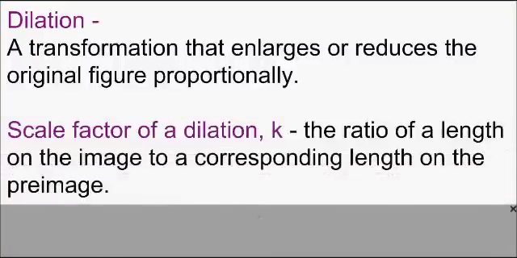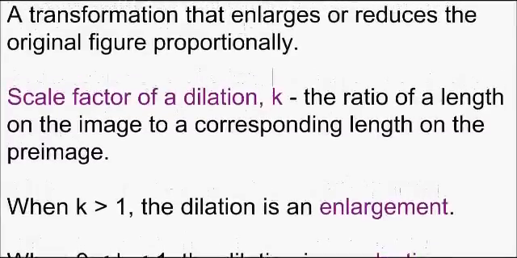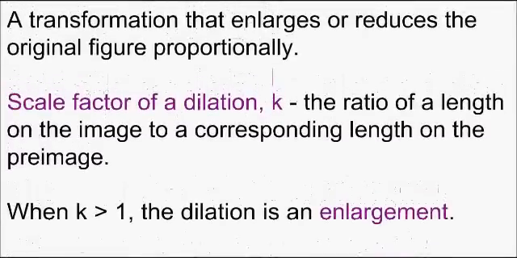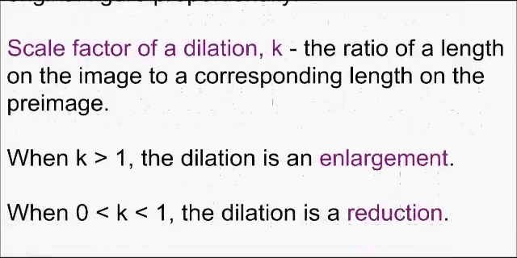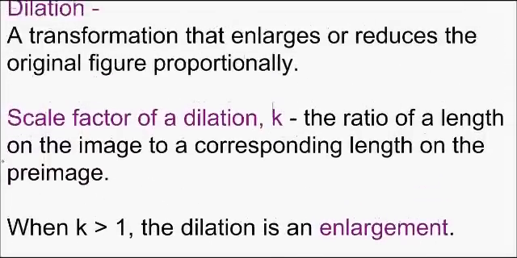When you have dilations, you have a scale factor, which is abbreviated with the letter K, and this is the ratio of a length on the image to a corresponding length on the pre-image. When K is greater than 1, the dilation is an enlargement. So greater than 1, you're going to get a bigger picture. Bigger number, bigger picture. When K is between 0 and 1, so it's some fraction or decimal, the dilation is a reduction. So smaller than 1, smaller picture.